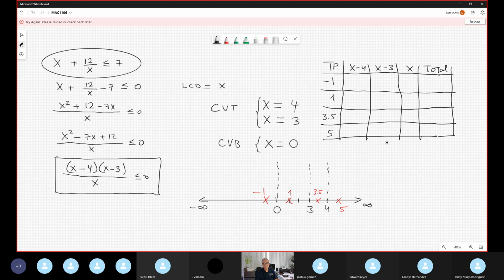Okay. And the rest is just plugging in. Negative, negative, negative, and negative. Negative again, negative again, positive. Okay, positive. 3.5 is negative, is positive, and positive. Is negative. And 5 is positive and positive.